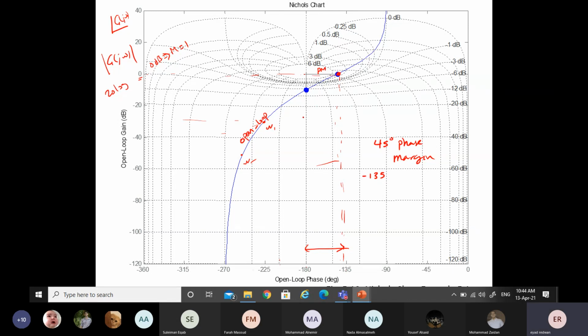Now, on the other hand, I can see that the blue curve crosses the angle of 180. What is its magnitude there? For example, here I can read the magnitude of this. Let's say minus 10 dB. So when the angle is minus 180, I can increase the magnitude by 10 dB before the system becomes unstable.